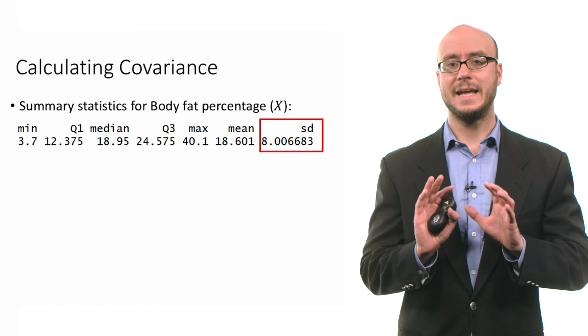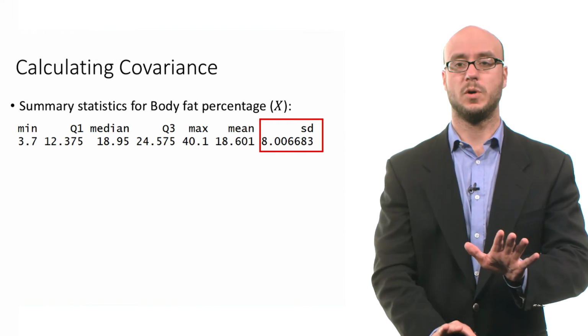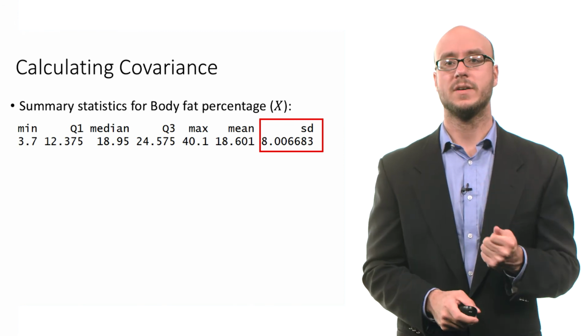So we can take a data set, use covariance and the standard deviation of X and standard deviation of Y to calculate correlation. So here we have body fat percentage.